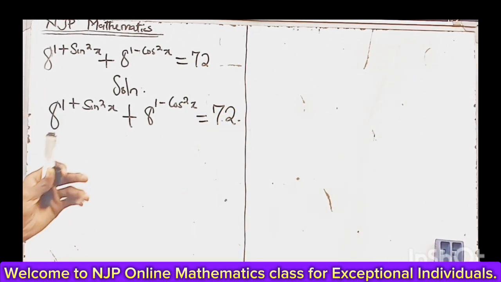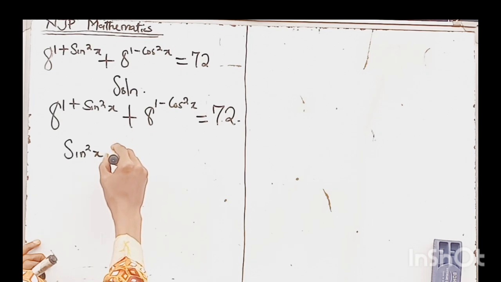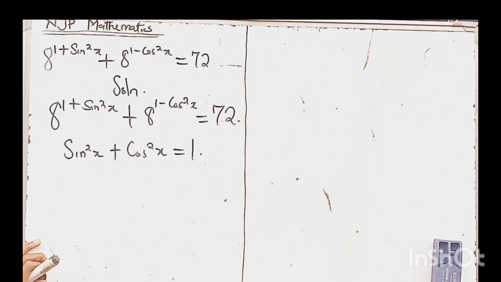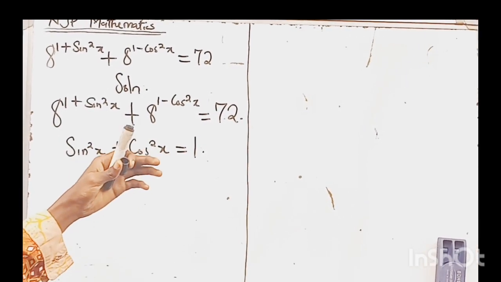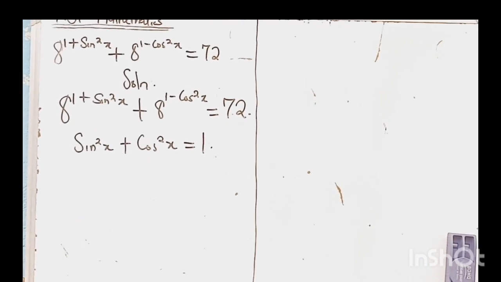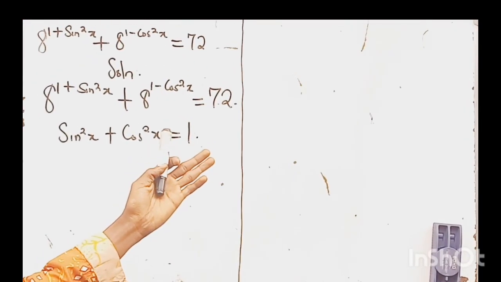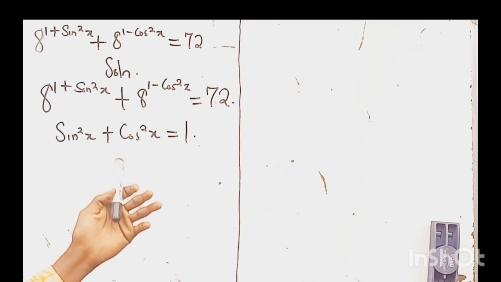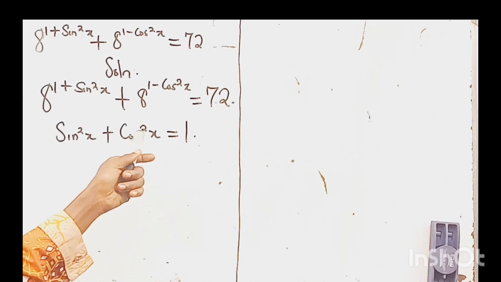So, from here, we know the relation between sine and cos. That is sine square x plus cos square x equals 1. This is a trigonometric relationship between sine of an angle and the cos of an angle too. So from here we can make cos square x the subject of the relation. We can still make sine square x the subject of the formula. So let's determine that of cos square x.